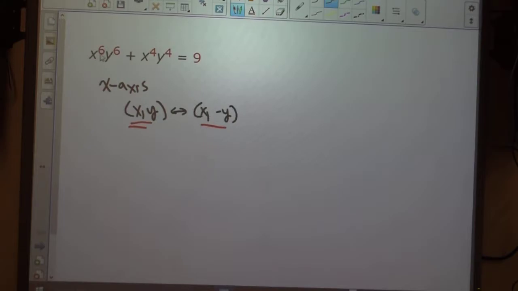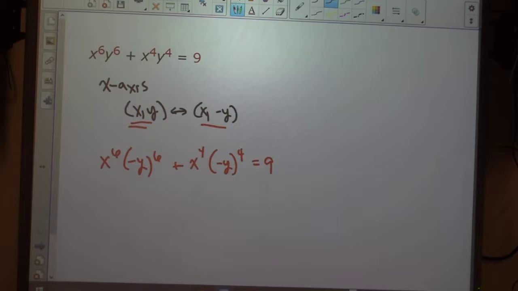So again, x is going to substitute as x, so we still get x to the sixth. But now y is going to substitute as negative y, right? So we get negative y to the sixth, plus then, x again becomes x, so x to the fourth. And then y is now negative y, and that equals 9.